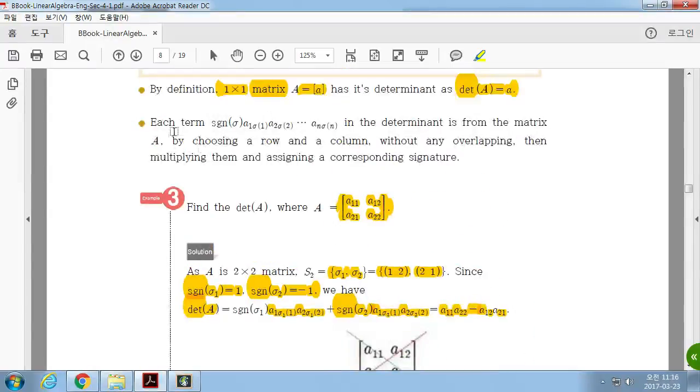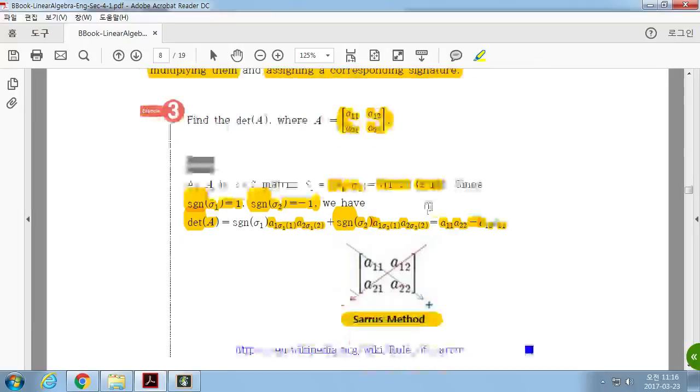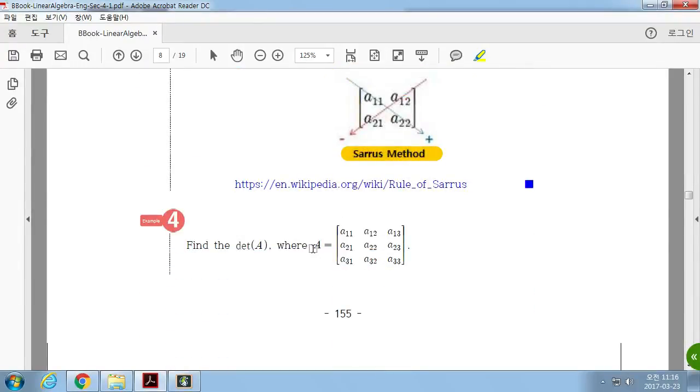As you see here, each term in the determinant comes from the matrix A by choosing a row and a column without any overlapping, then multiplying them and assigning the corresponding signature. Choose one from each row and column without any overlapping, multiply the product of all of them, then multiply by the sign, the signature of the corresponding permutation. This is it for the 2 by 2 case. What about a 3 by 3 matrix?